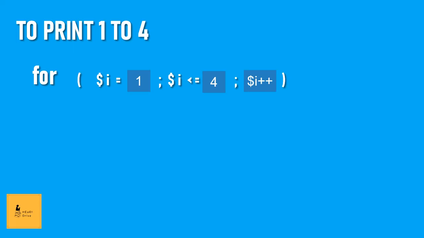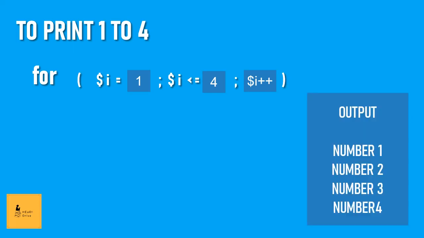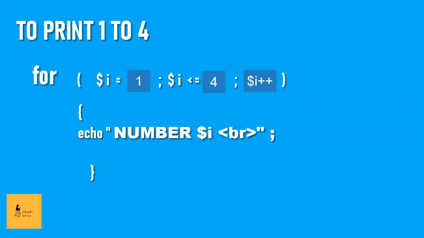Let's see an example program to print numbers 1 to 4. In this program, 1 is the start value, so 1 should be set as initialization value. And 4 is the end value, so the test condition here is $i <= 4, and then the increment counter $i++. I want this output, so in my code part I am giving echo number $i.